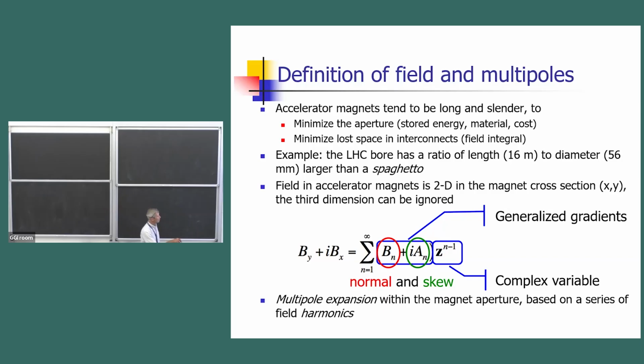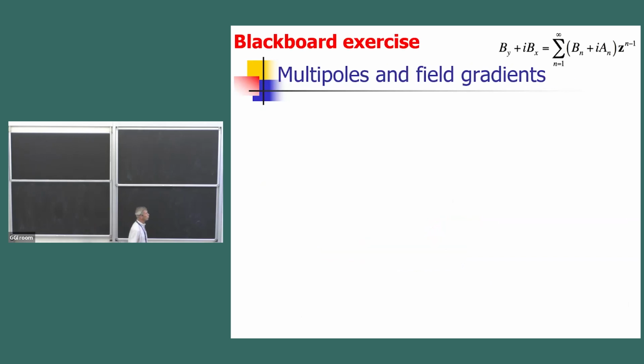So this multipole expansion within the magnet aperture is essentially a series of field harmonics, right? If you look into this z term, it's nothing else but the radius times the exponential of the imaginary angle. That's cosine and sine. So this is a series expansion in terms of cosines and sines. Okay, so what do they mean?